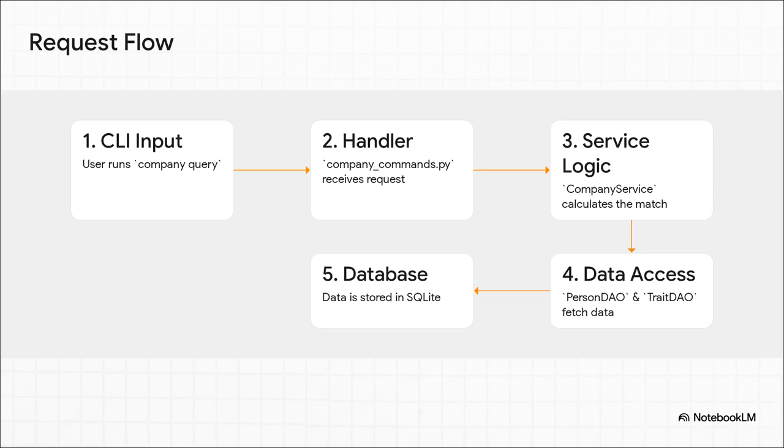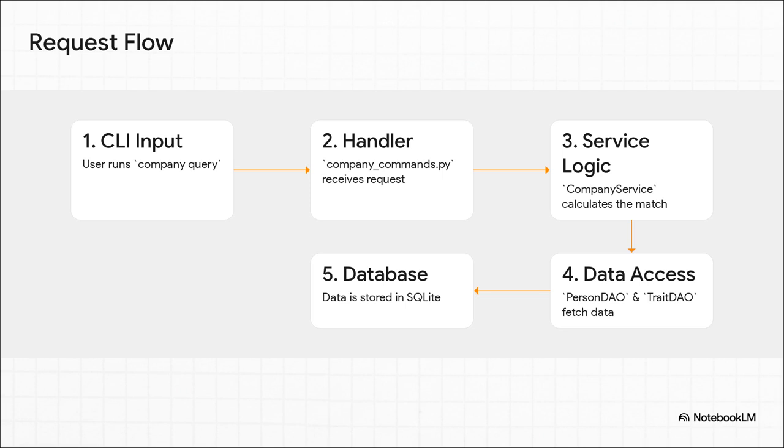It all starts with the user typing at the command line. But that command doesn't just go straight to the database. No, first it's caught by a command handler, which is like a traffic cop. That handler passes it to the service layer, which has all the business logic. It's the brains of the operation. Now, to do its job, the service asks for data from the data access layer, or DAO, which is the only part of the whole system that's allowed to talk to the database.